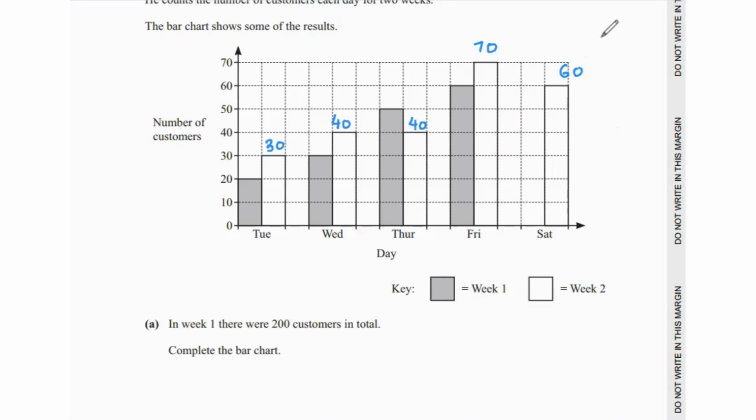So mode is like the number that occurs most frequently. Over here we can see 40 is being repeated twice. That means the mode for week 2 is going to be 40.